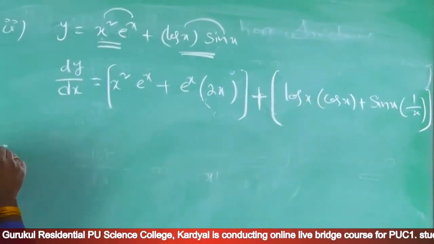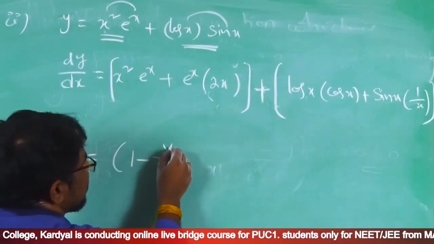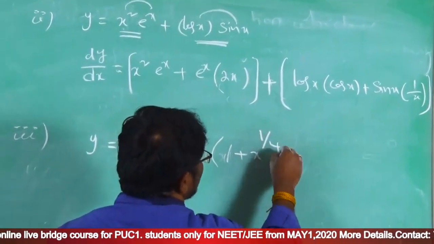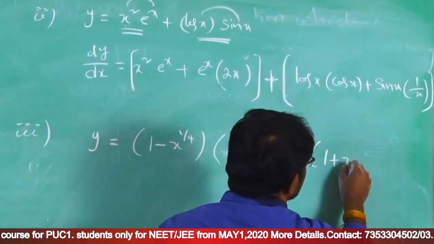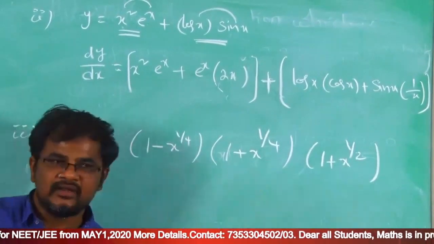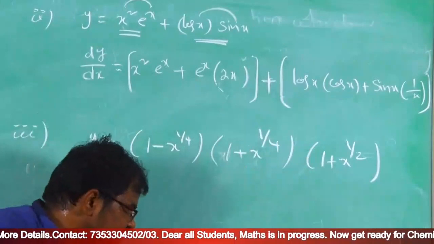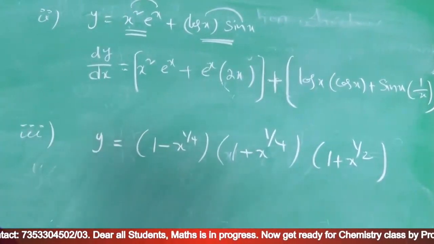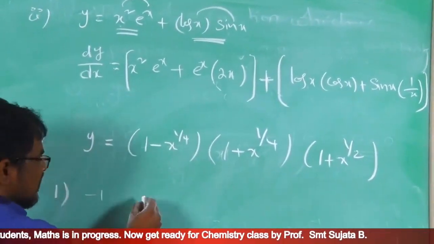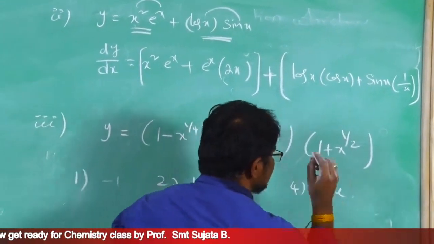And if you take one more problem like this, suppose they give y equals 1 minus x to the power of 1 by 4 into 1 plus x to the power of 1 by 4 into 1 plus x to the power of 1 by 2. Directly you should not go to the uvw formula. First observe the function: can you simplify this? First you have to simplify, then do the differentiation. Otherwise, suppose they give a problem like this with options: first option is -1, second option is 1, third option is 0 and fourth option is none.